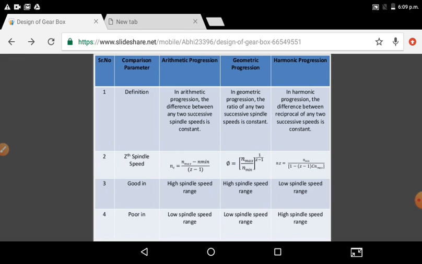max, right? Now, the arithmetic progression and geometric progression are used for the high spindle speed range, whereas the harmonic progression is used for the low spindle speed range, right? So this is the difference, or where we can use the arithmetic progression, geometric progression and harmonic progression, right?